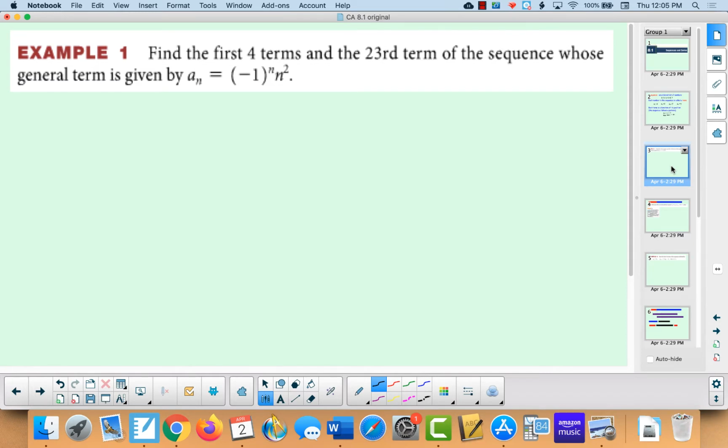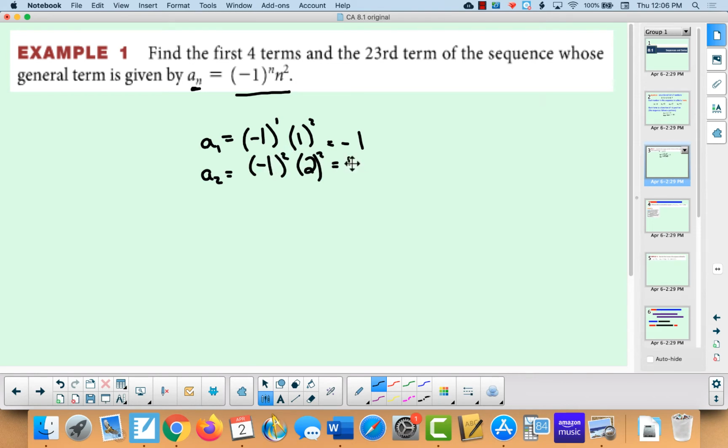So here, if I'm going to find the first 4 terms of this particular sequence, this tells me how to get each term in there. So if I want a sub 1, n is 1. So in this formula, wherever I see n, I'm going to plug in 1. Negative 1 to the first power is negative 1 times 1 is negative 1. To get the second term, I'm going to take negative 1 to the second power, and then I'm going to square 2. So 2 squared is 4, negative 1 squared is positive 1, so we just get 4 here.